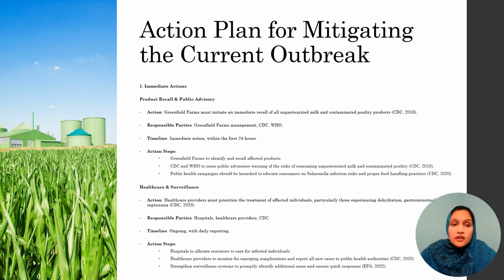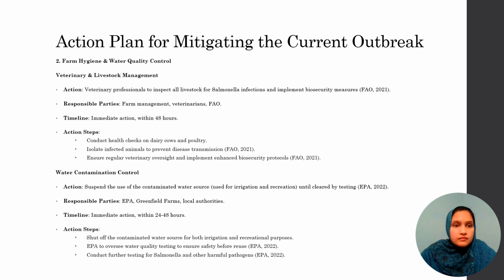In addition, for the immediate actions, we have healthcare and surveillance. So healthcare providers must prioritize the treatment of affected individuals, particularly those experiencing dehydration, GI symptoms, and septicemia. Responsible parties are hospitals, healthcare providers, and CDC. The timeline is ongoing with daily reporting. And of course, action steps include hospitals to allocate resources to care for infected individuals, healthcare providers to monitor for emerging complications and report all new cases to public health authorities. And finally, strengthen surveillance systems to promptly identify additional cases and ensure quick responses.